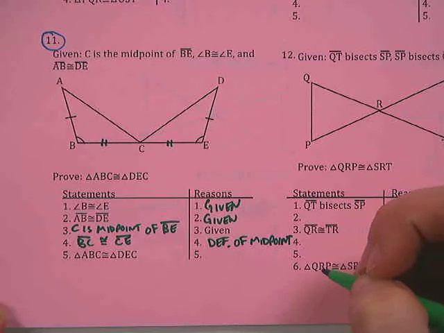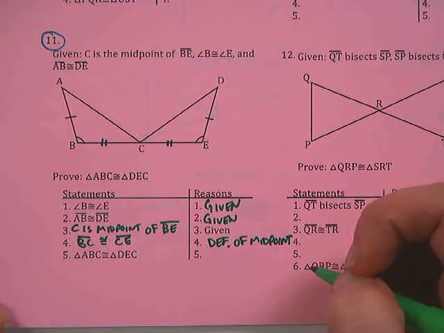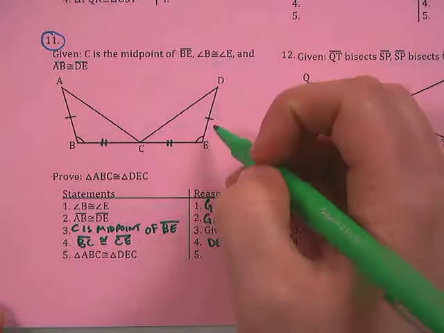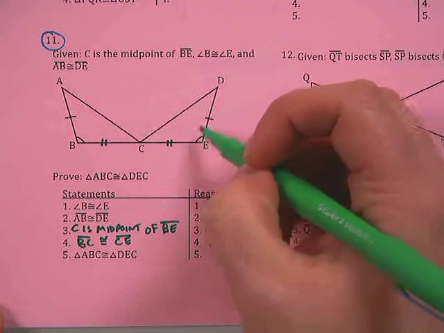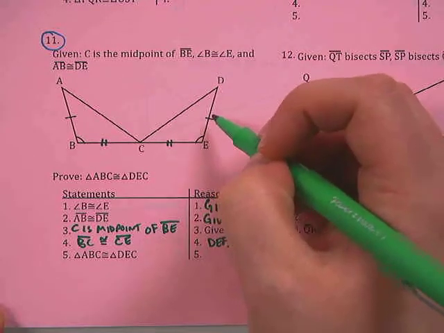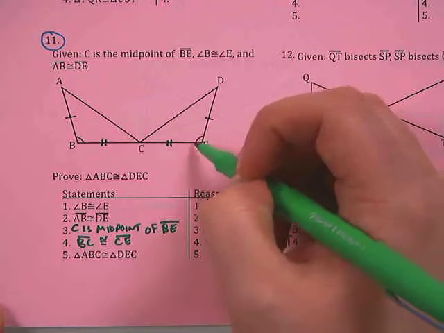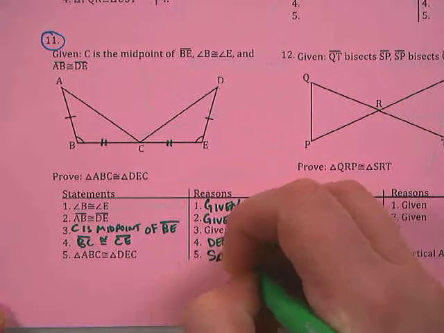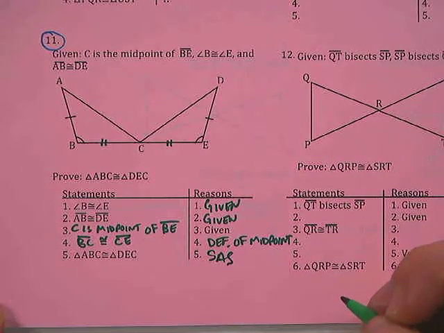All right, so we're almost done. Now we just have to decide which of our four triangle postulates we're going to use to show that these are congruent to each other. So if we look at our drawing up here, we have two sides actually, and we have an angle. So that's actually going to be side, angle, side, because the angle is between the two sides. So SAS. And there we go, we're all done with number 11.